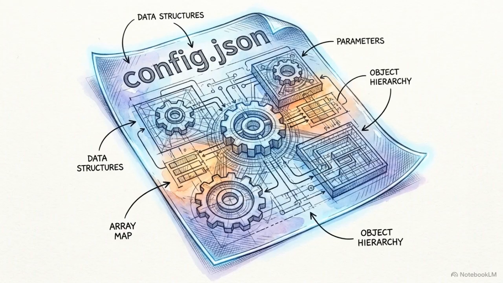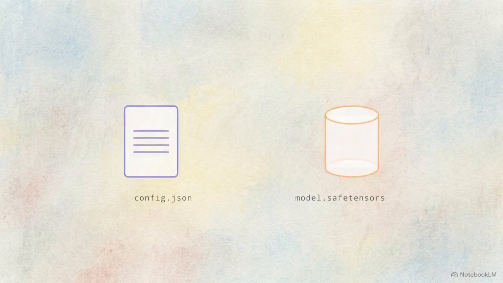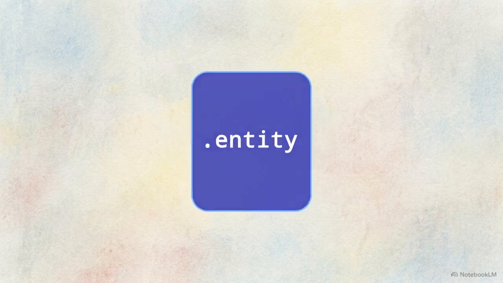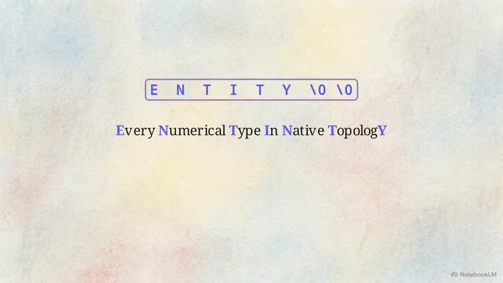A standard Hugging Face deployment usually splits a model into two pieces: a configuration JSON file to define the architecture, and separate SafeTensor files to hold the weights. The entity format merges these into a single, unified file. Opening an entity file reveals how this works. It begins by locking in an 8-byte signature, the word entity followed by 2 null bytes.